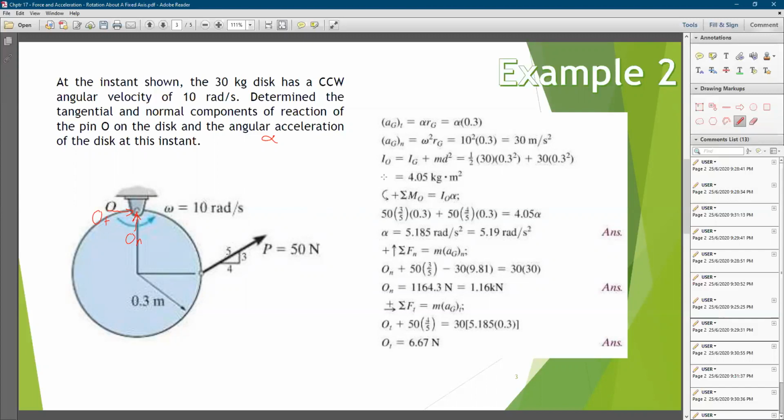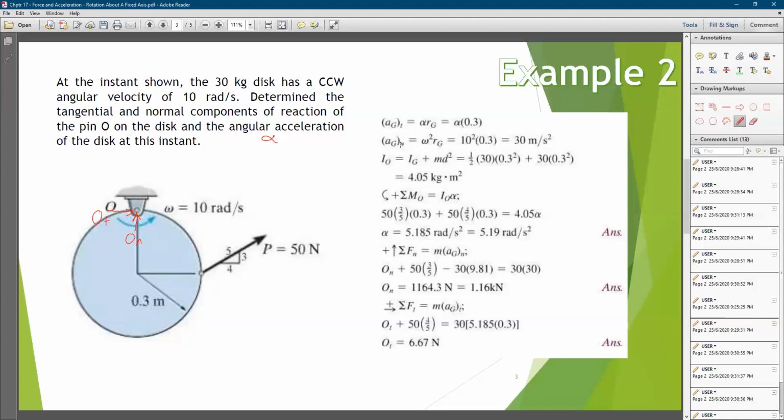Okay, now we begin with the acceleration. The tangential acceleration is equal to alpha r_G. Alpha is the angular acceleration of the disc, and r_G is the radius of this particular disc, 0.3.